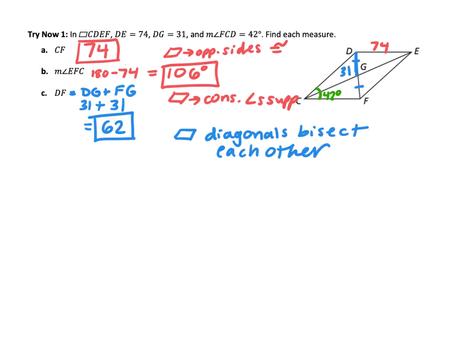And here are your solutions. CF is 74. It's just opposite DE, which is also 74. The measure of angle EFC is the supplement of the angle that's given. So you're going to do 180 minus 74, that's 106. And then DF is the full diagonal. And if half the diagonal is 31, the full diagonal is just going to be 31 plus 31, or 31 times 2. Either way, we get DF equals 62.